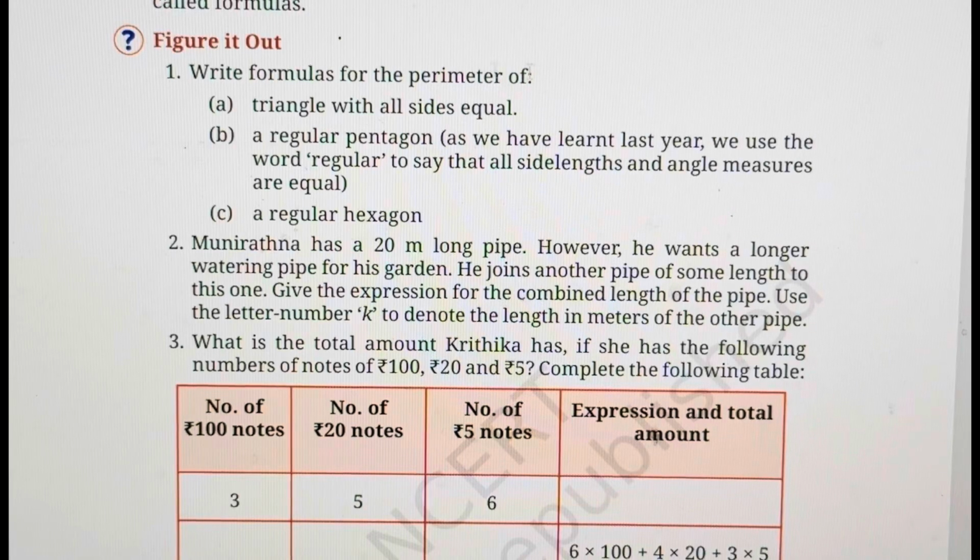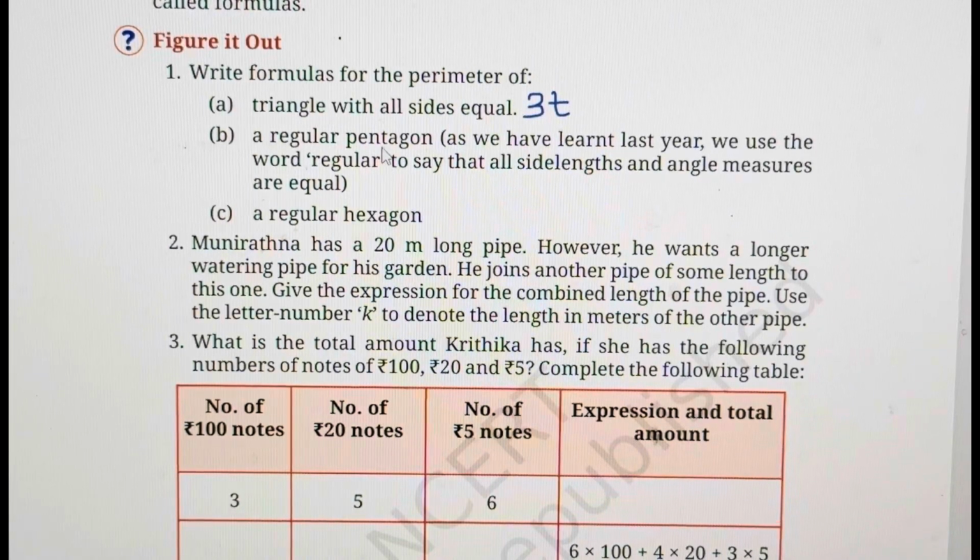So what will be the formula over here? 3 multiplied by the side. You can take the side as S, you can take the side as T, whichever letter you wish to. So I am taking it as T. So T represents the side and there are 3 sides. So 3T is the formula.